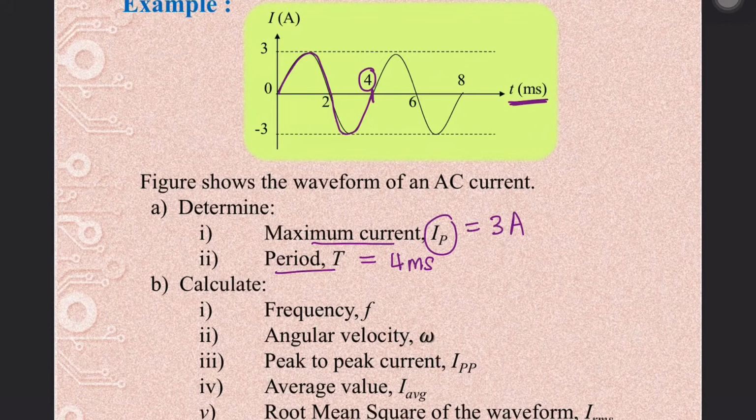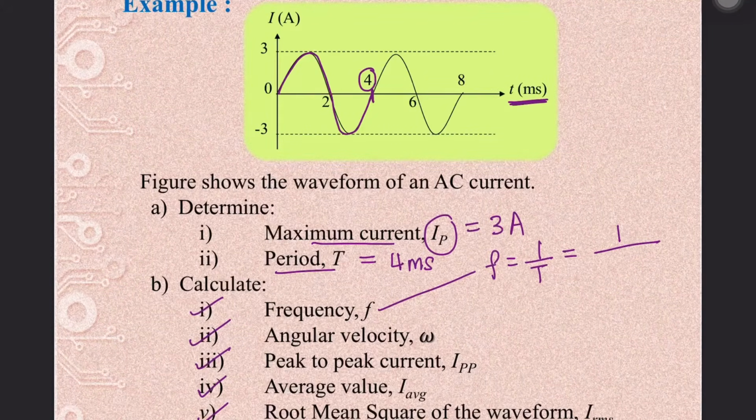Okay. To calculate your frequency, your angular velocity, peak to peak, average value dan juga root mean square, semua ini adalah menggunakan formula. So, frekuensi awak berapa dekat sini? Betul. 1 over T. Cuma dekat sini, 1 over T jangan lupa. Your T now is in 4 milli. So, make sure to write out 10 to the power of negative 3. Cari jawapan dia berapa. Okay.